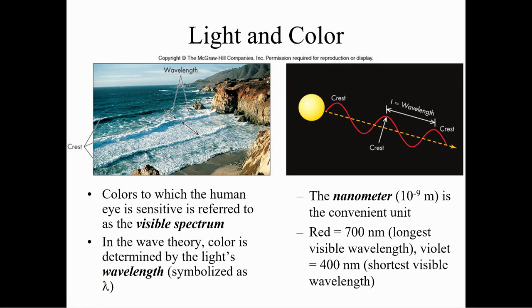The wavelength is signified by the Greek letter lambda. Nanometer is the convenient unit when we're talking about the visible spectrum. Reds are 700 nanometers. Those are the longest visible wavelengths. And violet are the shortest visible wavelengths.